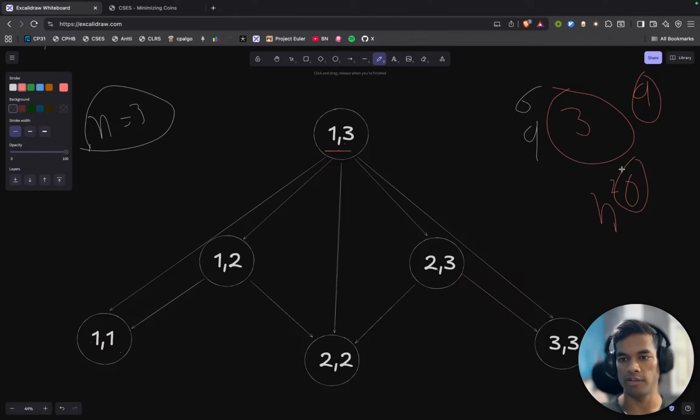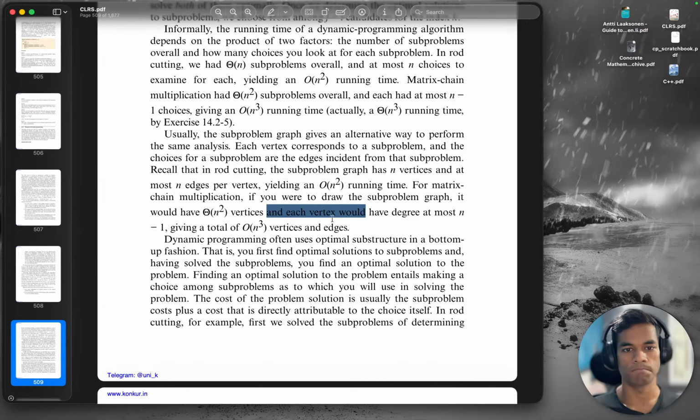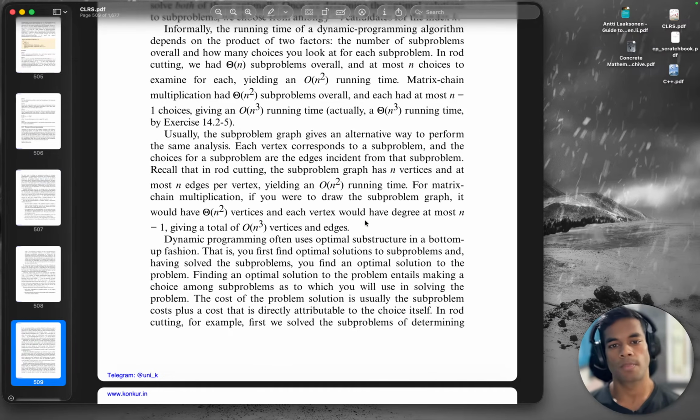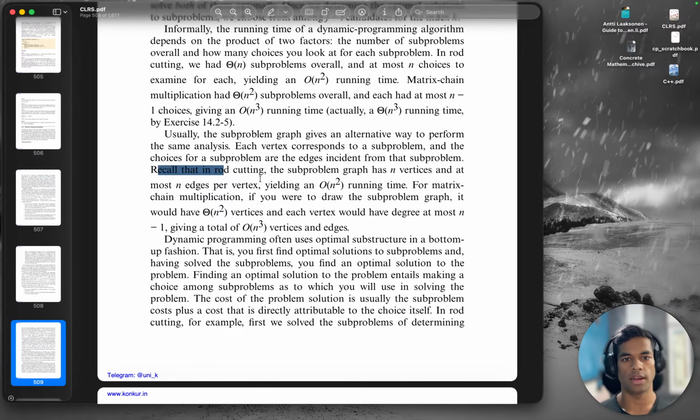So the number of vertices is not going to be greater than n square, and the number of edges at each location tells us the number of subproblems that need to be solved for this particular subproblem. That is cool. And recall that in rod cutting, it was n square.